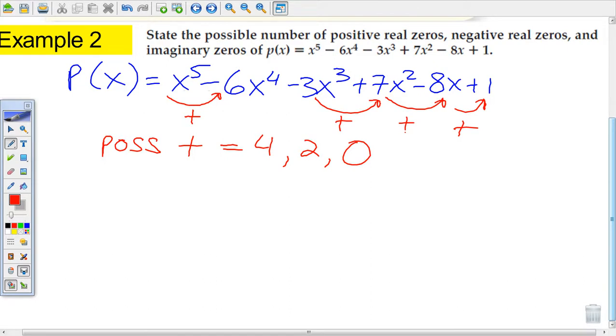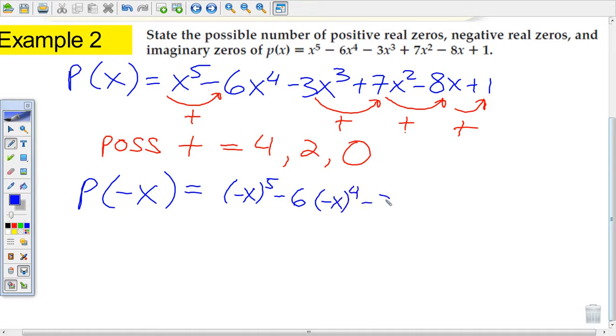Okay, now how about the negative ones? Well, for the negative ones, instead of taking p of x, you're going to take p of negative x. So what does that mean when you take p of negative x? Well, there's a negative x that goes in the place of every x, right? So this looks like negative x to the fifth minus 6 negative x to the fourth minus 3 negative x cubed plus 7 negative x squared minus 8 negative x plus 1.